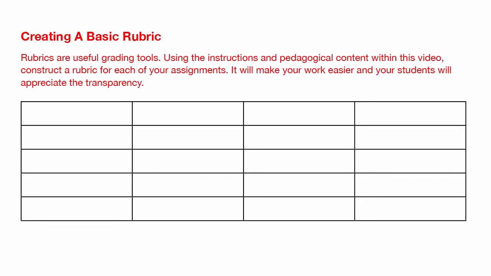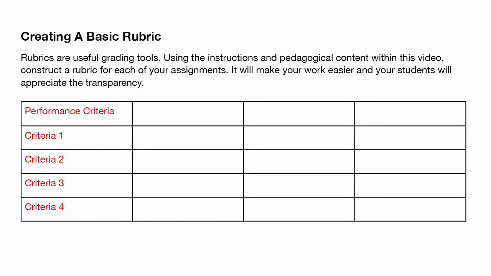The first part of the rubric is a description of the assignment. It is recommended that you cut and paste the assignment directly from Blackboard for wording consistency. The second part is the performance criteria. Here, the assignment is broken down into individual grading components.